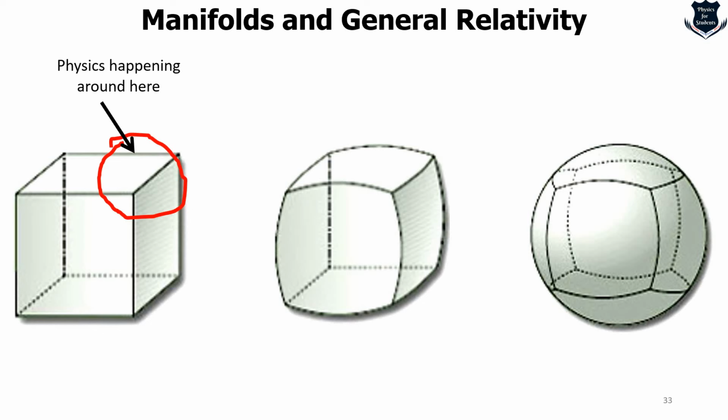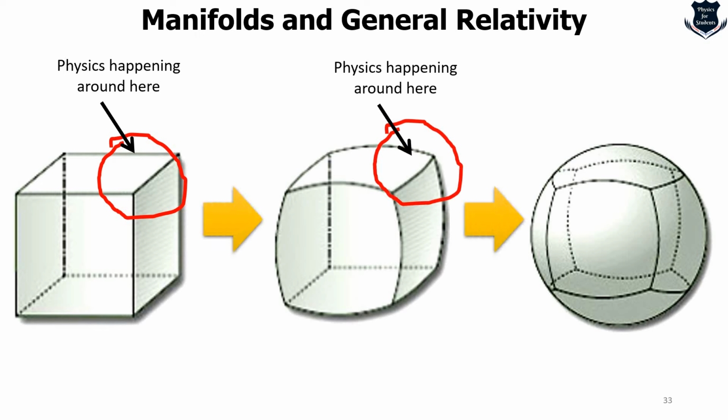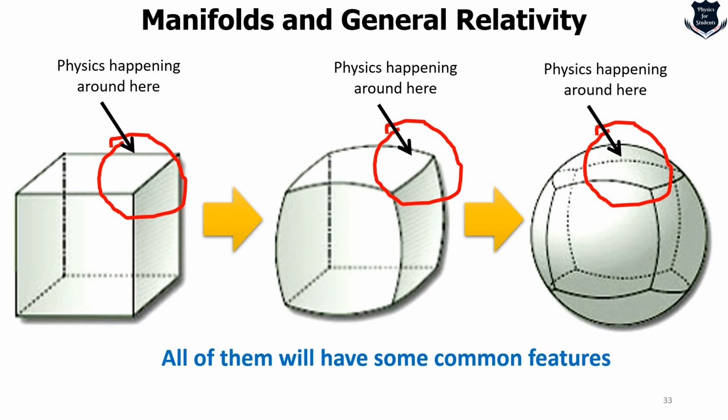So if I get some amount of physics happening around this part of the cube, the same will be applicable to the physics around this, and the same will be applicable to the physics around here. All those circles mean the physics which is happening locally. So locally, the physics from this to this to this are all the same, and that is why it is a very important tool to understand homeomorphism, because all of them will have common features. So that is why we need to understand manifolds and the concept of homeomorphism.